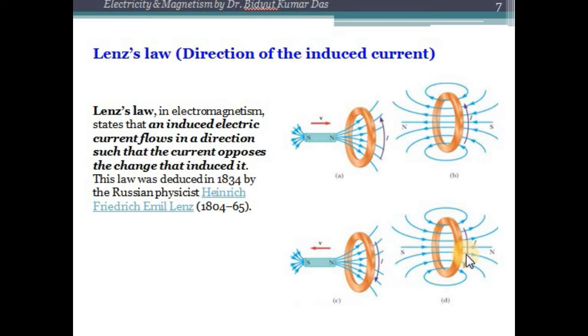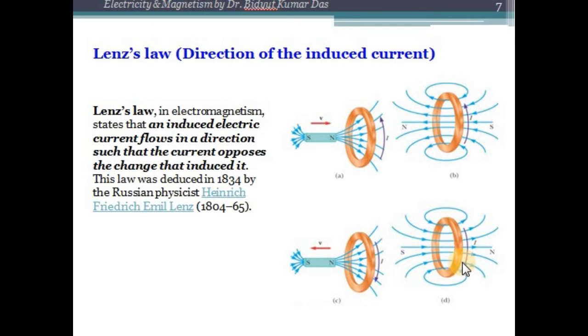Therefore, the direction of the current in this conducting loop is such that this time a south pole will be generated on the left-hand side of this conducting loop, so that this south pole will attract the north pole of this bar magnet. Therefore, the magnetic field produced due to this induced current will oppose the motion of this bar magnet.